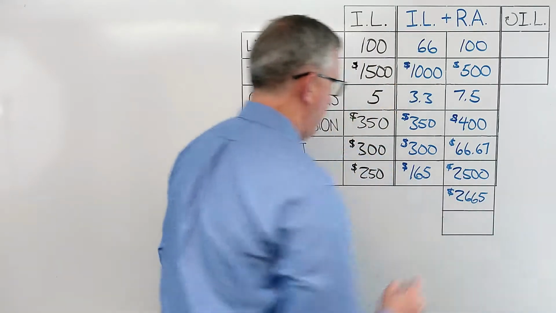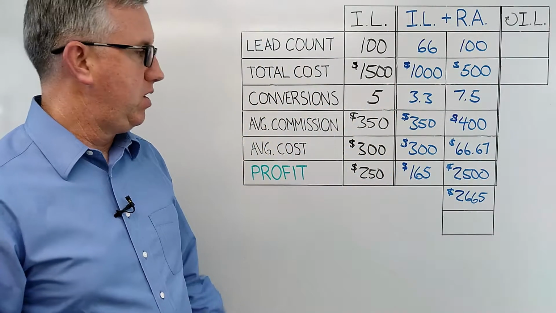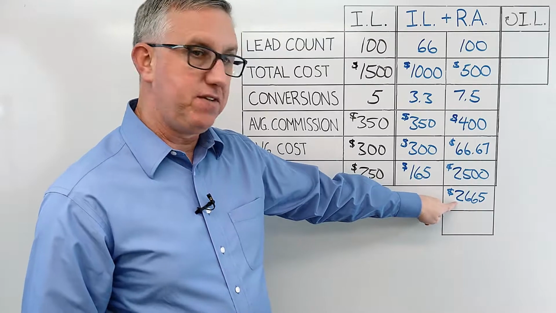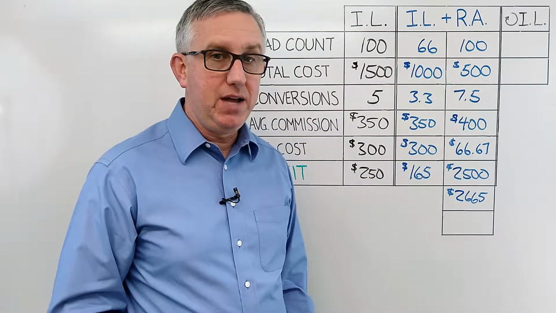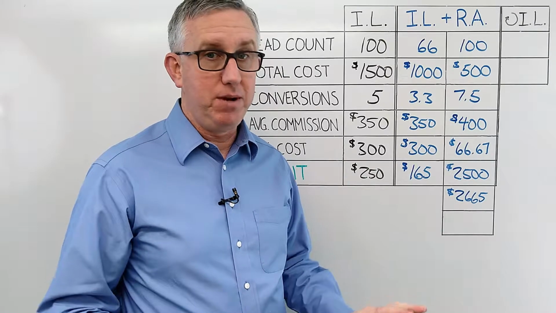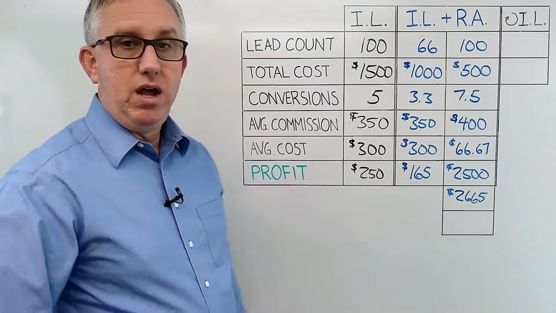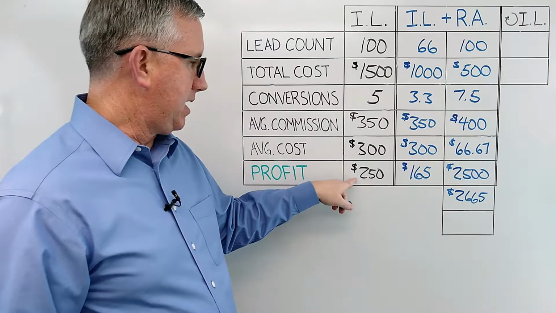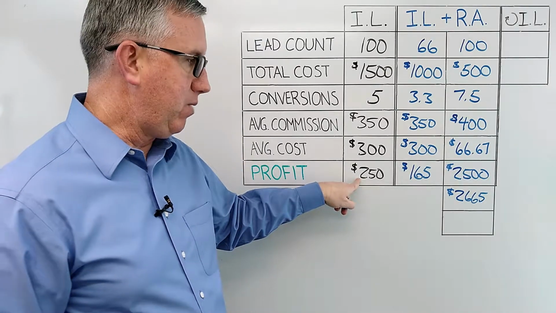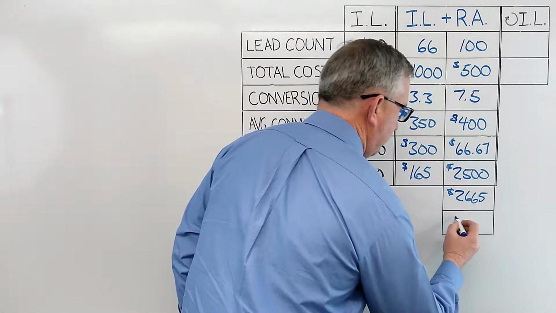That's how much we made instead of $250: $2,665 with all of this activity combined. We still only put $1,500 into it. We didn't put in another budget dollar. Now, the question is, how much additional profit did we generate? Well, we'll just subtract out the $250 we were going to make anyway, and that puts us at $2,415.